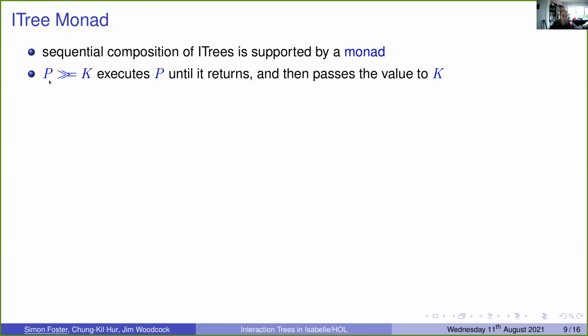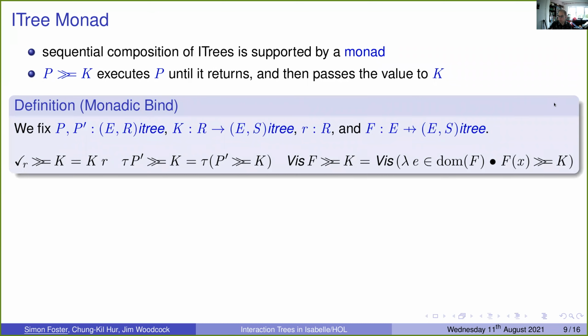And so the idea is that P executes until it returns a value, and then it passes that value on to K. It's defined as a primitive co-recursive definition. I won't go through it in detail because I don't have time, but essentially the idea is that tau events, you're just going to skip over those, right? You're just going to push them out to the front. Visible events the same, but when you come to a return value, you're going to pass that return value onto the continuation K.